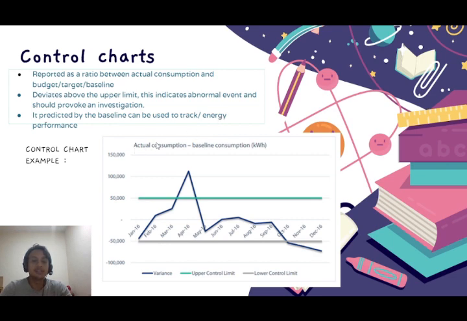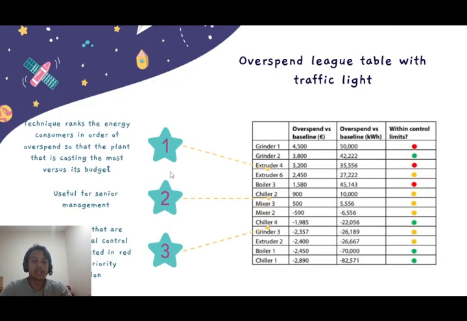Okay, for the figure in this slide, this is a control chart example. Actual consumption minus baseline consumption, kilowatt per hour. Okay, we go to next slide.